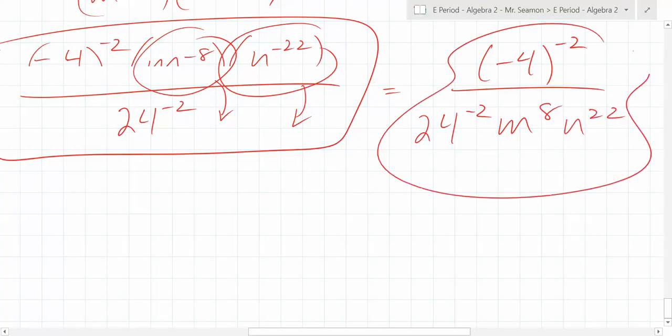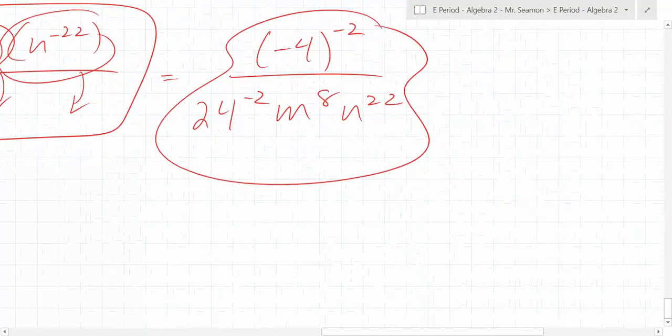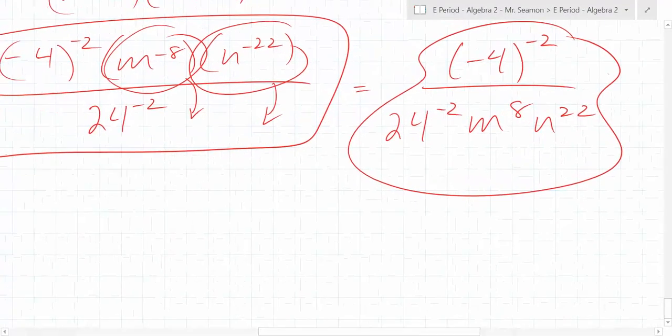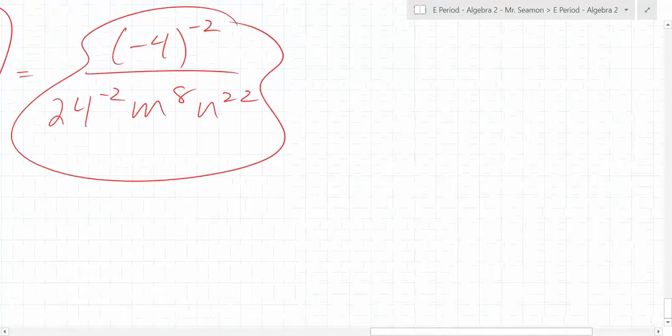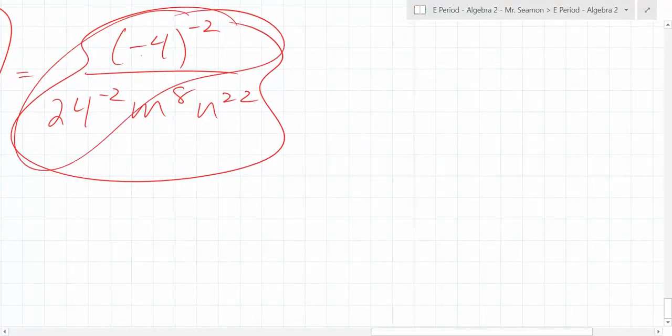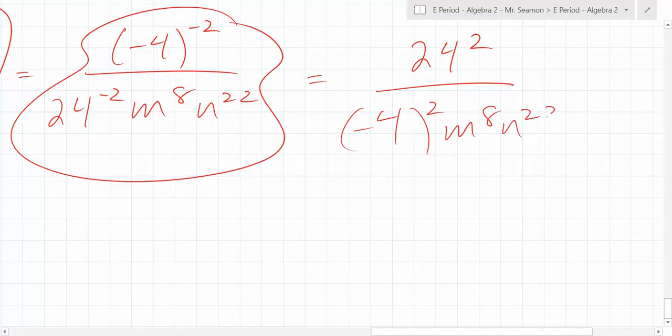Are we getting closer? Why can you drop that down? You can. I'm just telling you you can, okay? We talked about it a minute ago. Because if you have a negative exponent on top, you can bring it to the bottom and make it positive. You can. So what can we do with these right here? It can be 24 squared over negative 4 squared m to the 8 n to the 22.